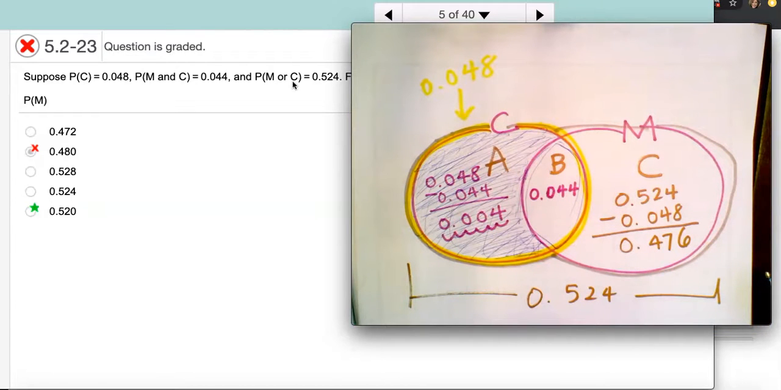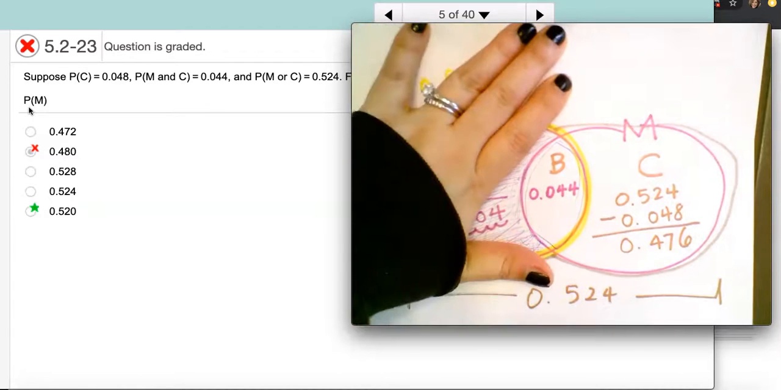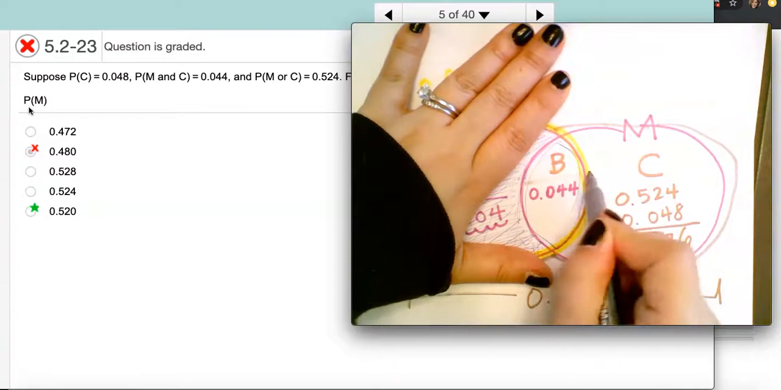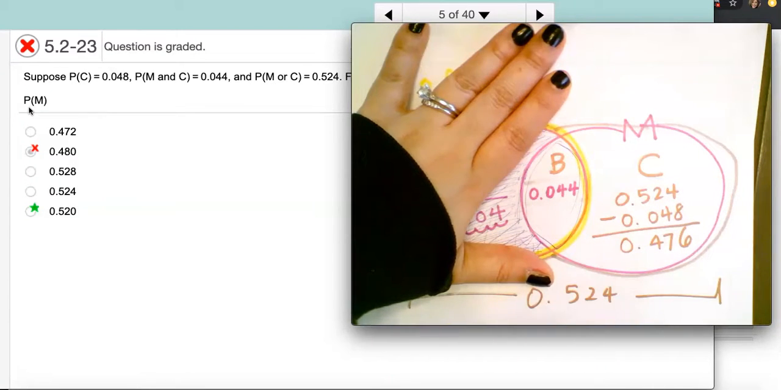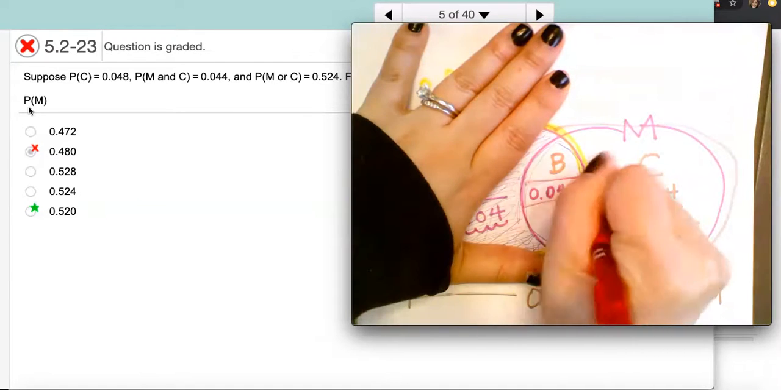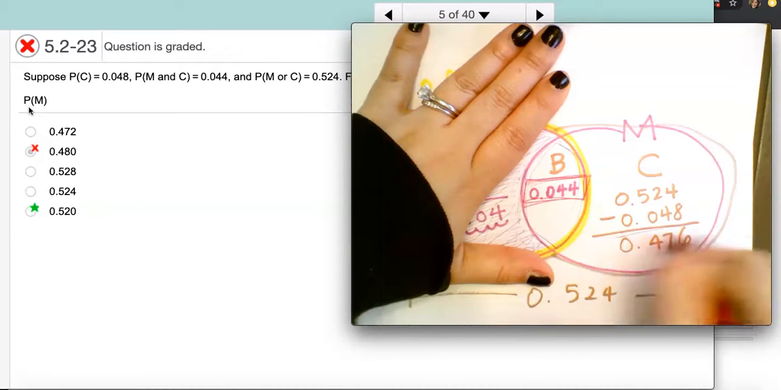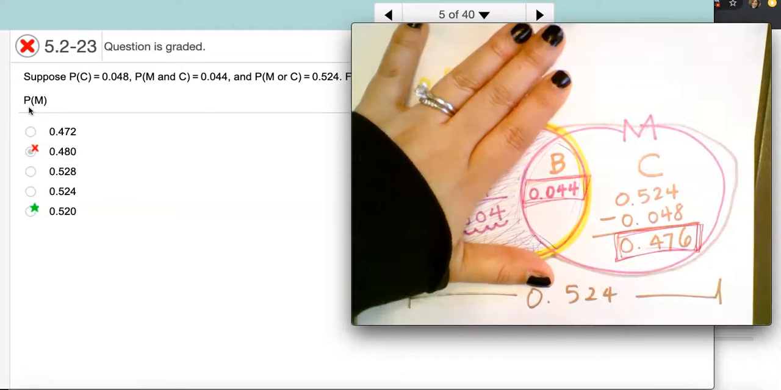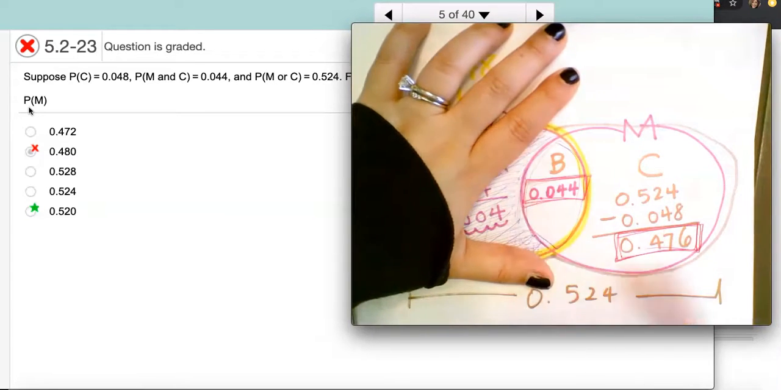Now, their final question was this: what is the probability of being in M? You notice that the probability of being in M is not this region, just B and C together. So how are we going to find the final answer? We'll take this number, oh, my marker's out, we'll take this number, and then we will add this number. If you add these two together, you will get the probability of M.